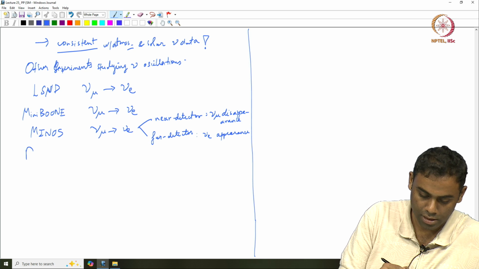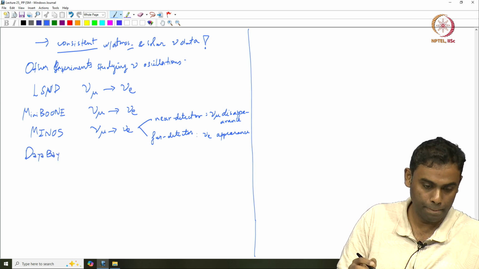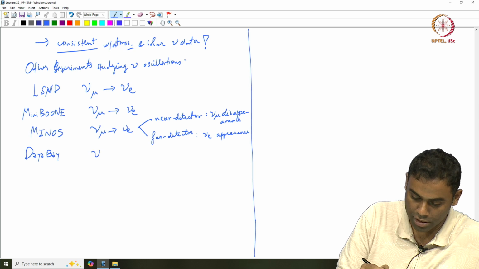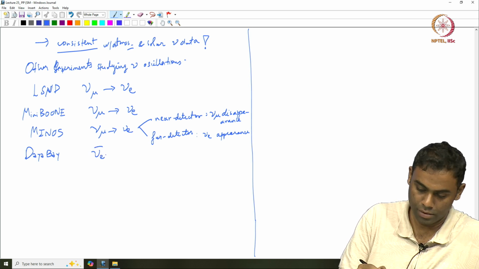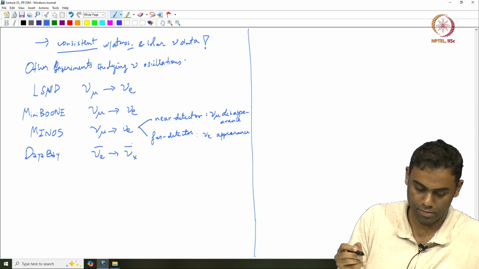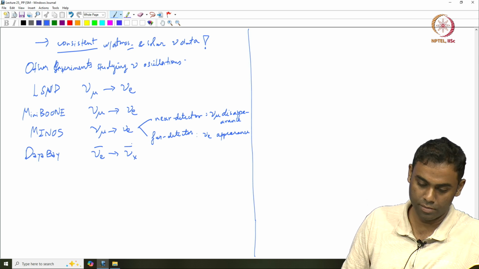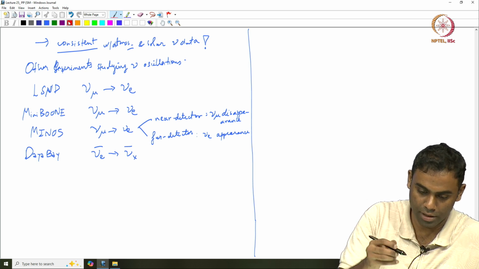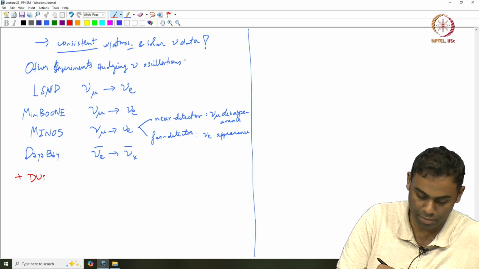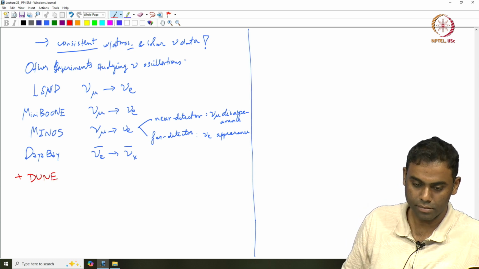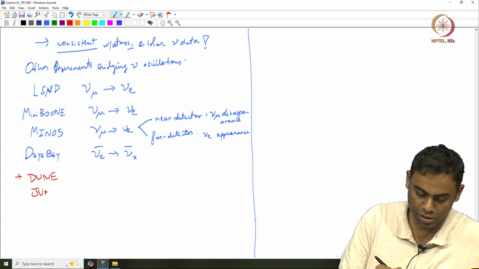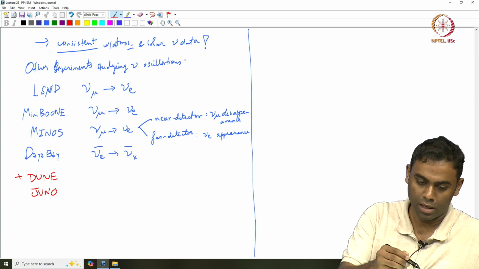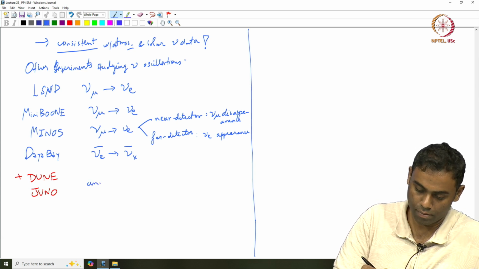There is Daya Bay in China. They do something interesting, they take electron antineutrinos which go to anything else. So, I believe it is a disappearance experiment and so on and so forth. There is also DUNE that is coming up in the future, that is why I am writing it in red. Juno in China, that is coming up in red, and so on and so forth.